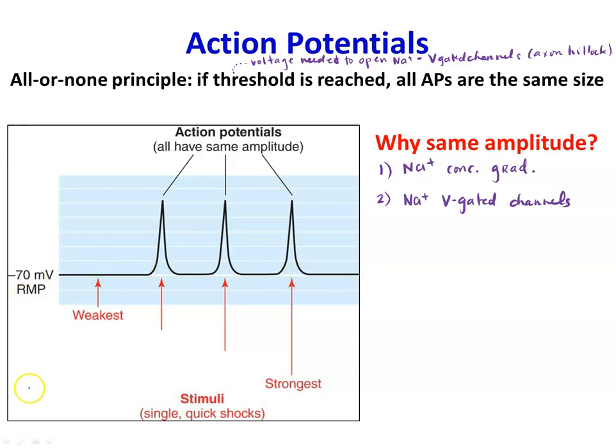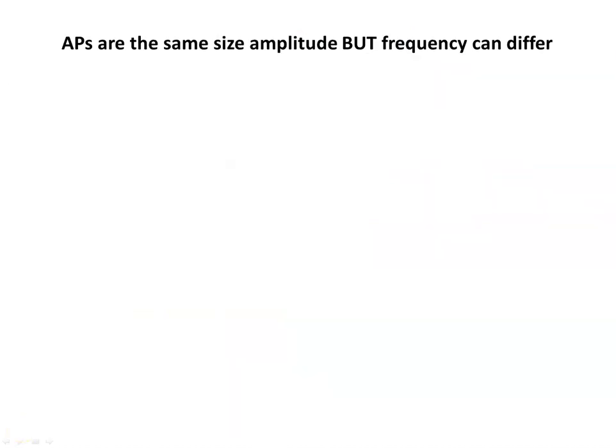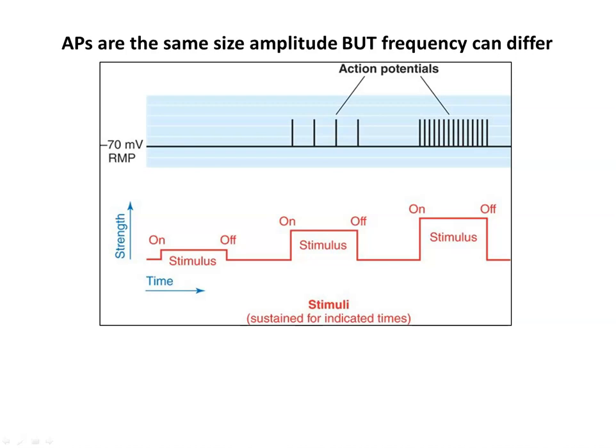Okay, now let's visit another principle. All right, now I just told you that amplitudes are going to be the same. However, the frequency of action potentials will differ. So let me show you folks another picture. And what you folks are seeing is the following. Action potentials are always going to be that same amplitude, aka same height, is because I have a specific concentration gradient, and I have a number of sodium voltage gated channels.